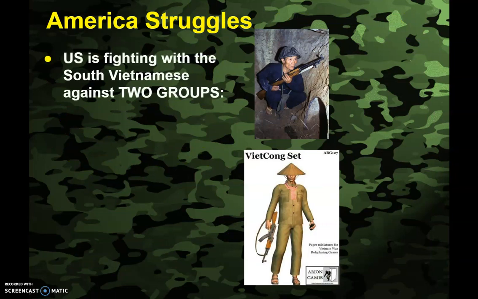Now, issues that the Americans had in Vietnam. We are fighting alongside the South Vietnamese. So they are our allies, the South. That's the free part, right? Are now fighting against the North. But the North has two different groups that we're fighting against. One is the North Vietnamese Army. This is the regulated army that's fighting for the communists.